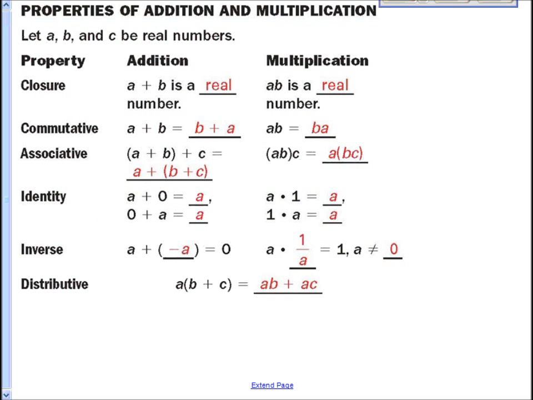Okay, let's talk about properties of addition and multiplication here. So first of all, in the real numbers, in the real numbering system, we have a closure property, okay?